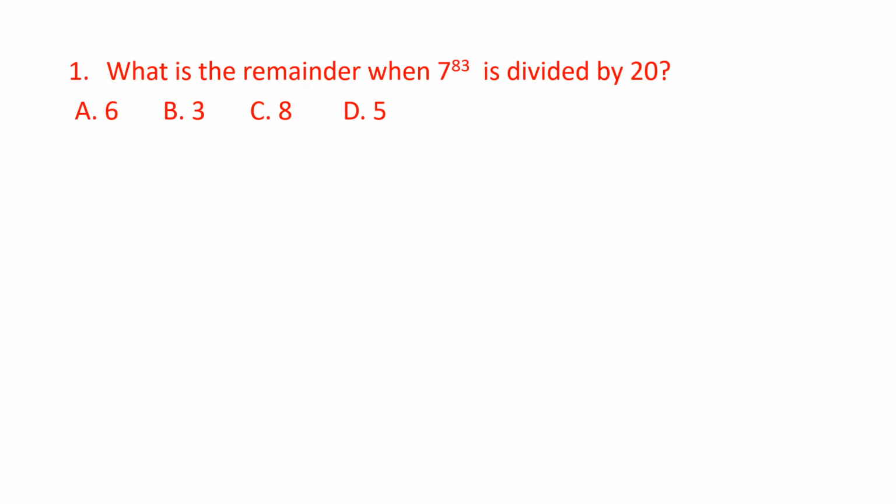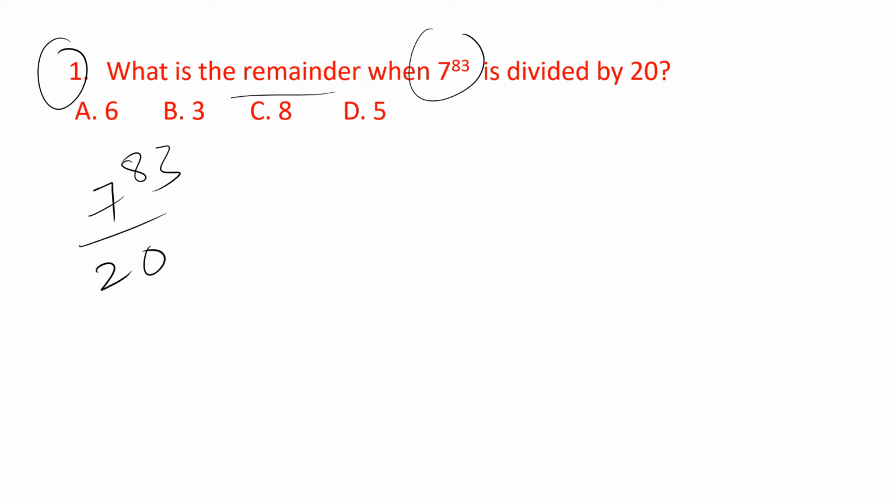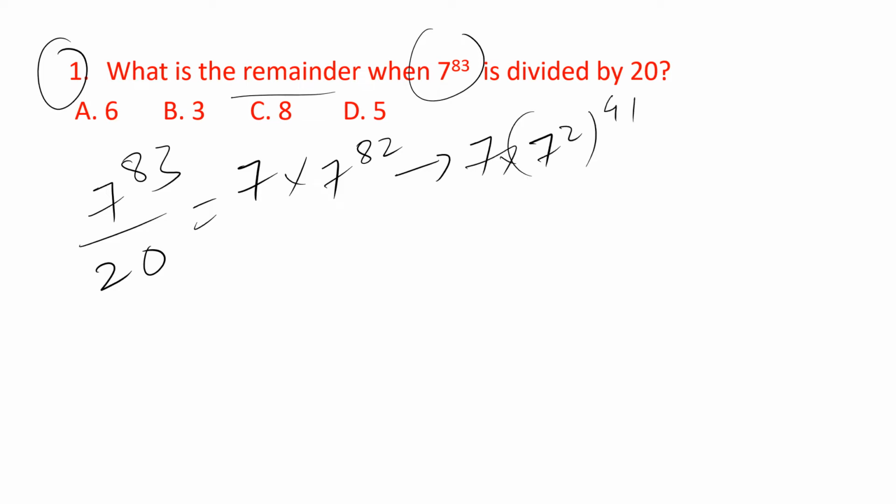And here comes our very first question, guys. This is related to the remainder model. So we need to find the remainder when 7 power 83 is divided by 20. I can write 7 power 83 as 7 into 7 power 82, which can be written as 7 into (7 square) whole power 41.